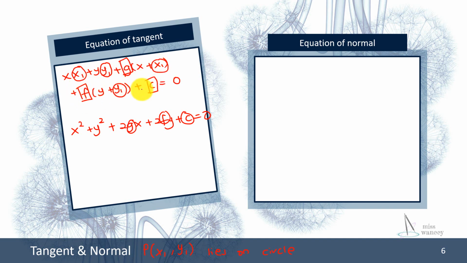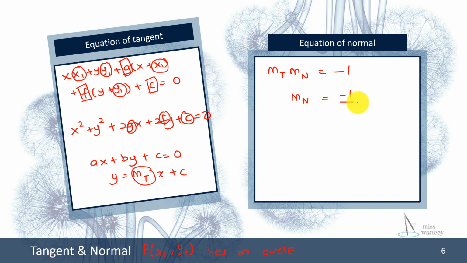After we substitute, we're going to have ax plus by plus c equal to 0. Then we simply make y the subject so that we can get the gradient of our tangent. Once you have the gradient of the tangent, to calculate the equation of the normal we use m tangent multiplied by m normal equal to -1. So the gradient of the normal is -1 over the gradient of the tangent.